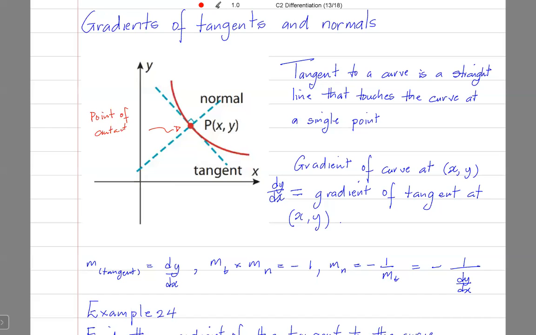So therefore, the gradient of the normal is equal to -1 over the gradient of the tangent. In other words, if I have the gradient of the tangent and I want the gradient of the normal, I must invert the gradient of the tangent and change its sign. Let's have a look at example 24.